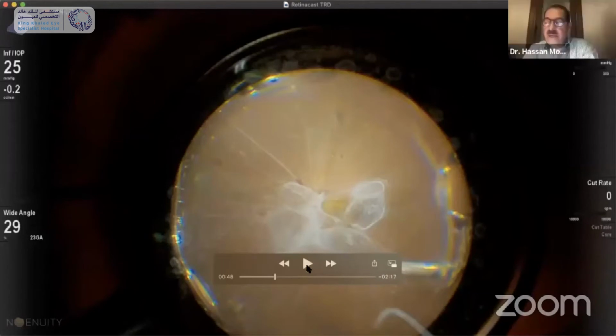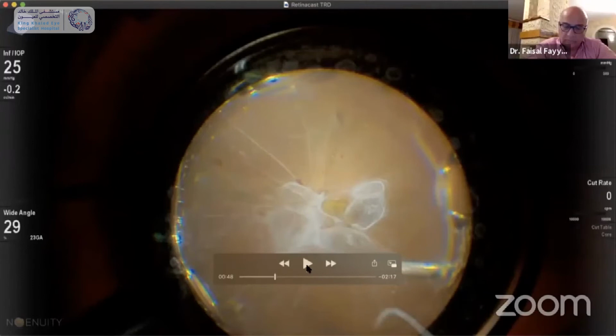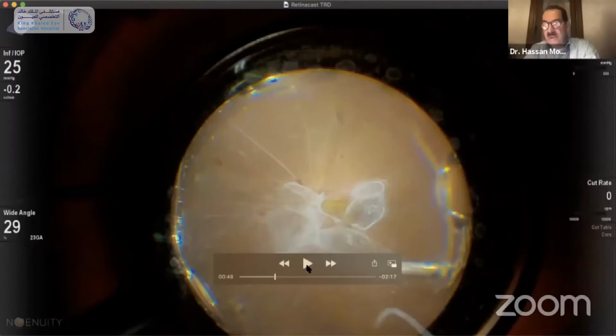Yes, I think that this type of surgery needs a lot of concentration in a quiet room, and you have to, as I said, predict how the retina is going to behave, and this is based on knowing the pathoanatomy of the pathology you are dealing with. So, thank you very much.